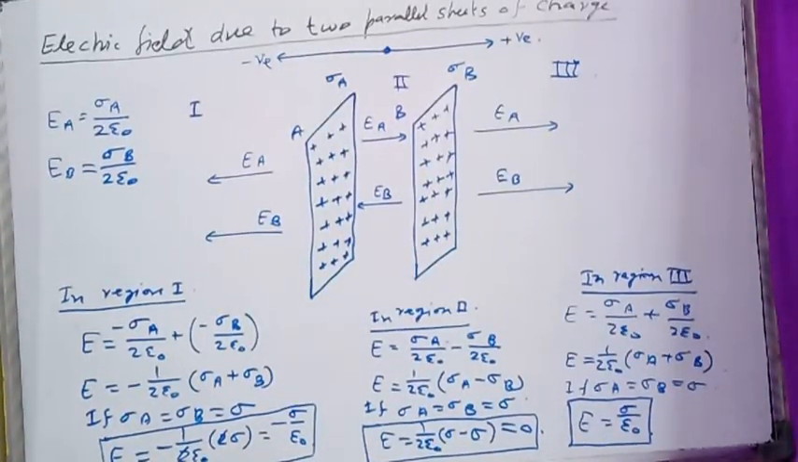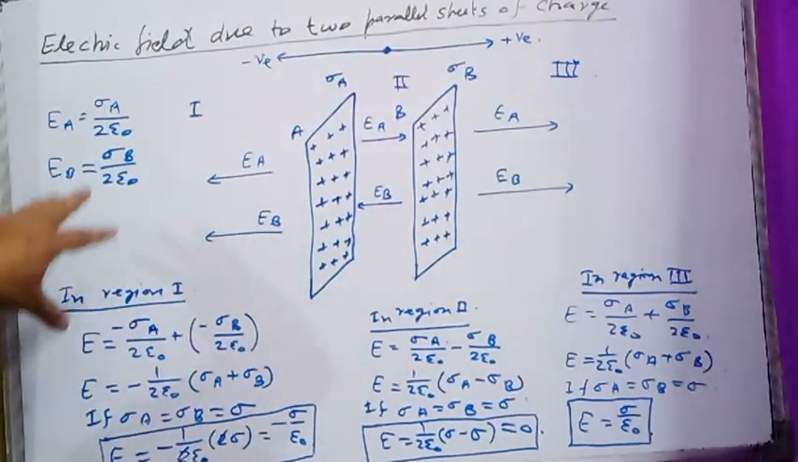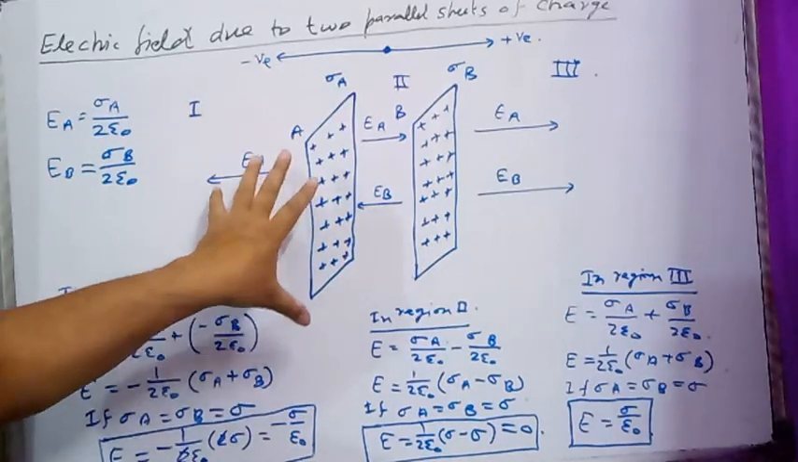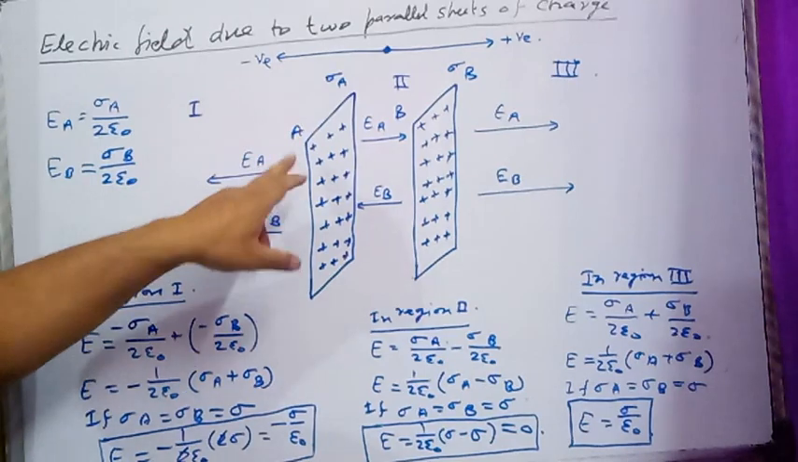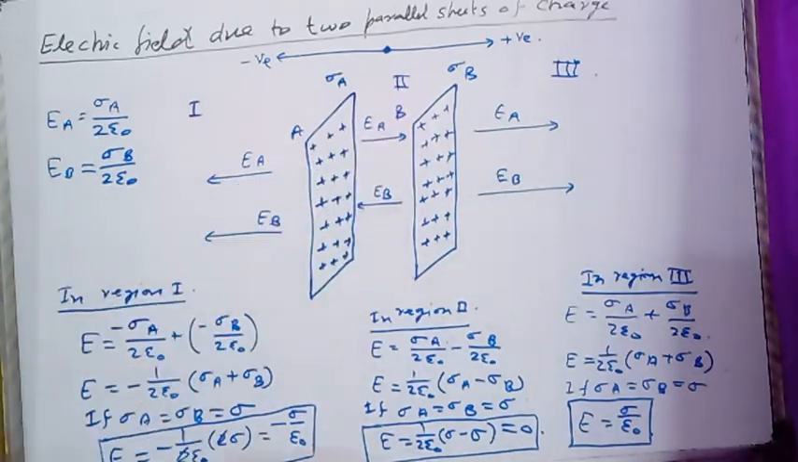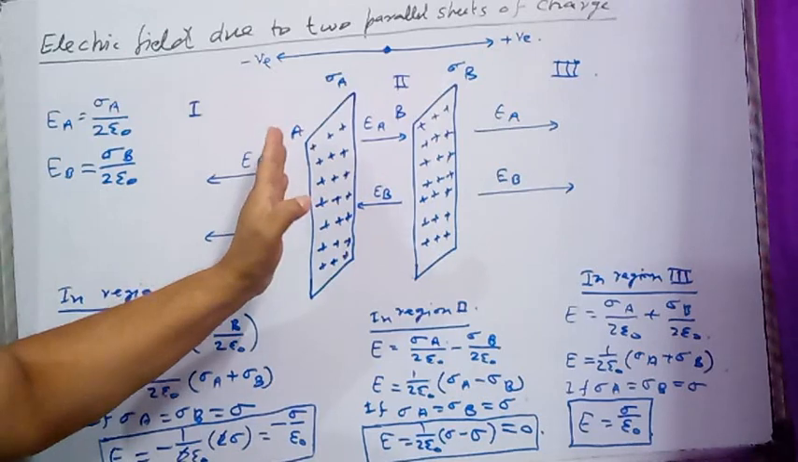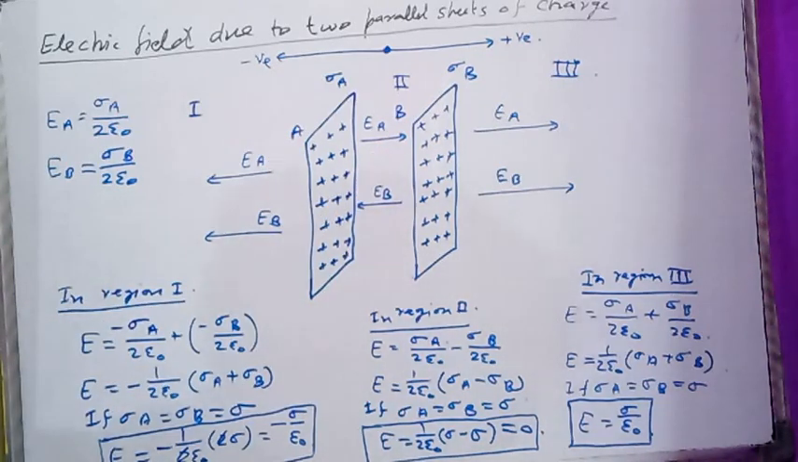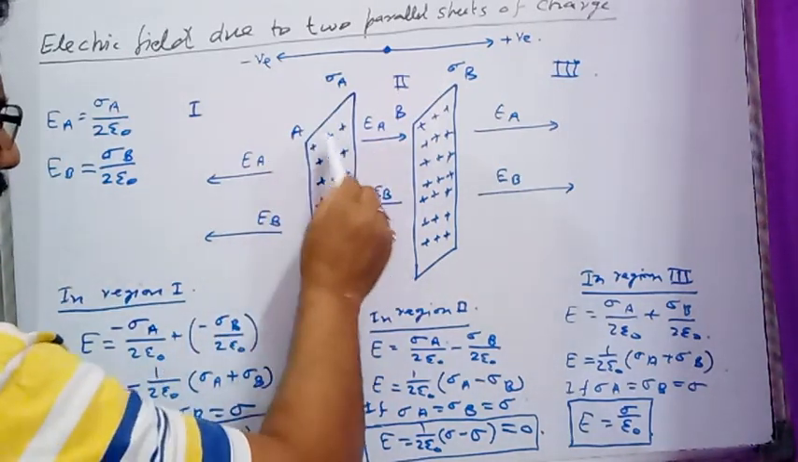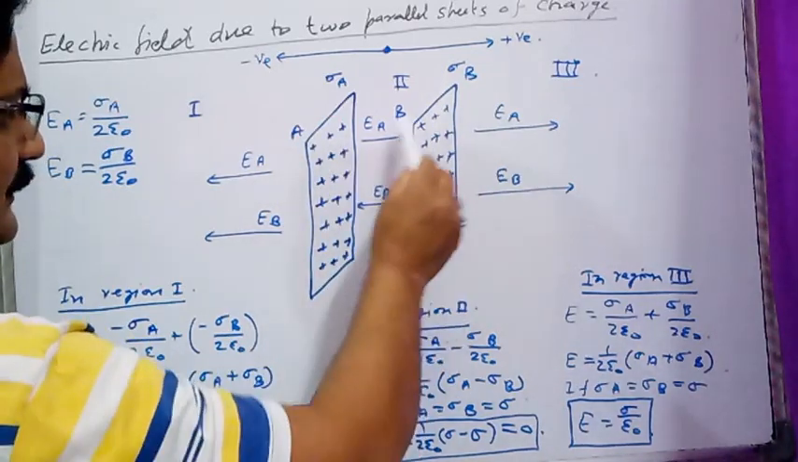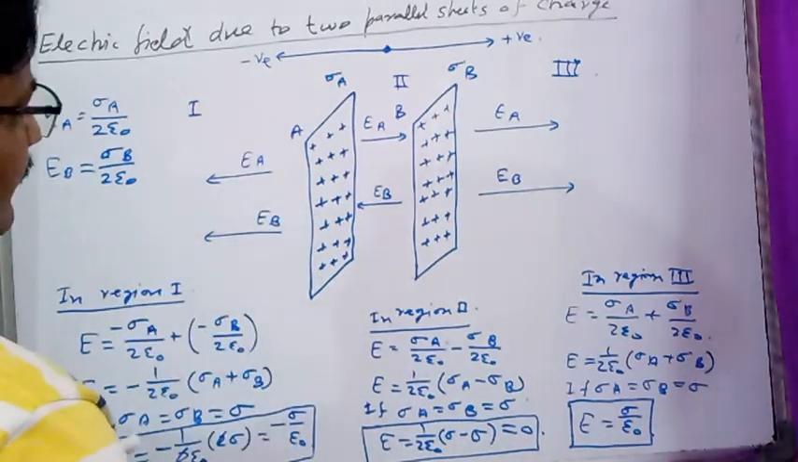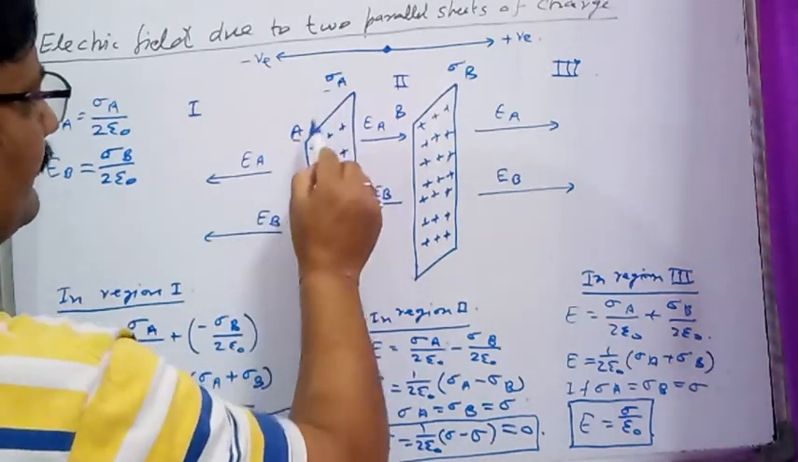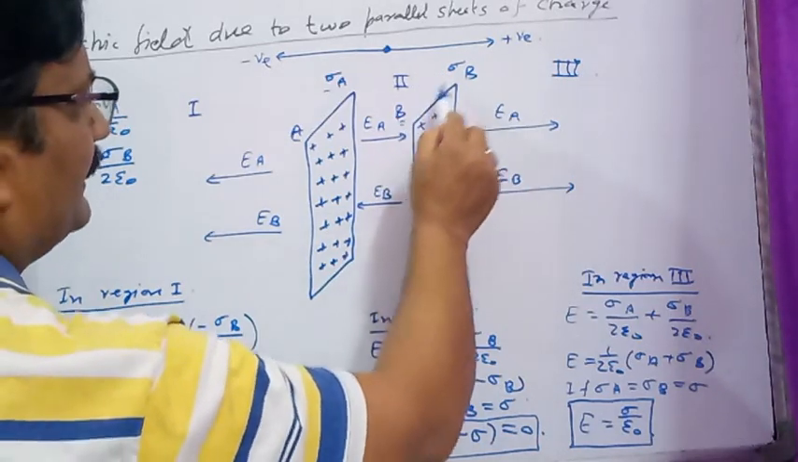So student, this is another example of application of the Gauss theorem. In this application, we are going to find electric field in the presence of two parallel sheets of charge. There are two sheets, sheet A and sheet B. Suppose both the sheets are given positive charge and charges are distributed over the surface. On both the sheets you can see positive charges are distributed uniformly. Surface charge density of sheet A is sigma A and surface charge density of sheet B is sigma B.